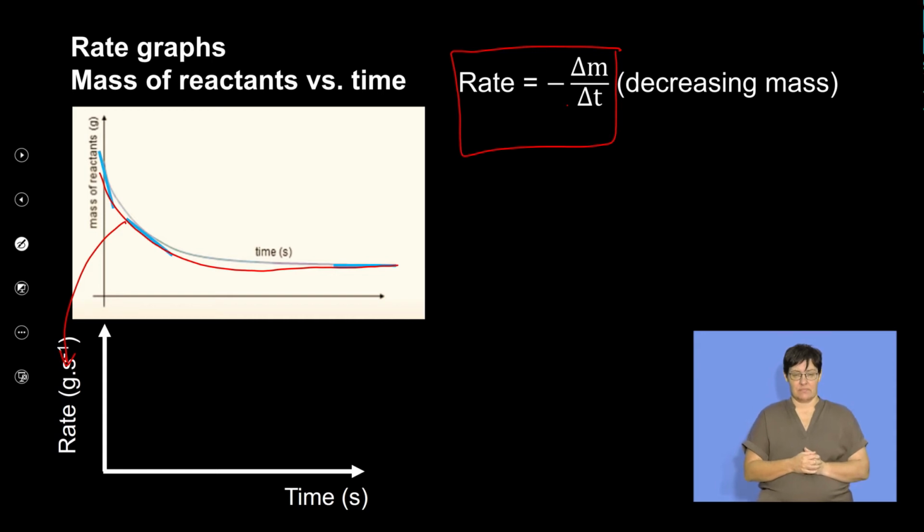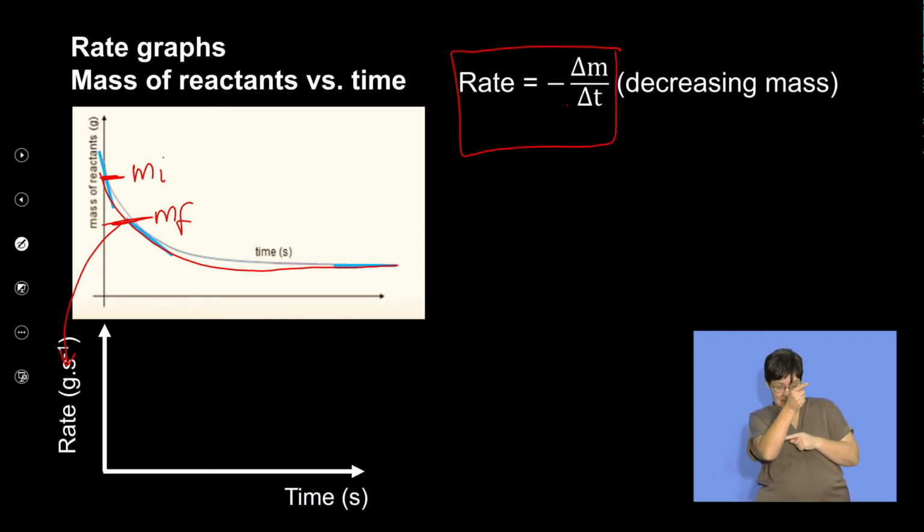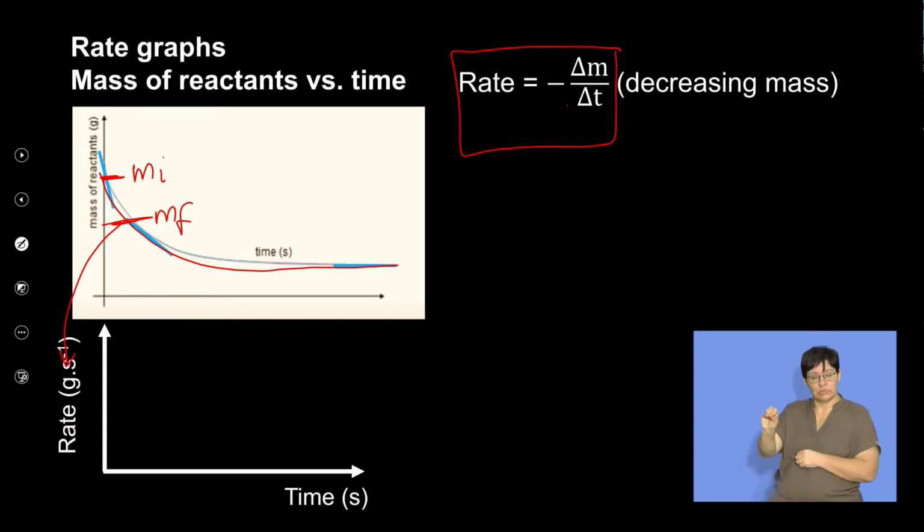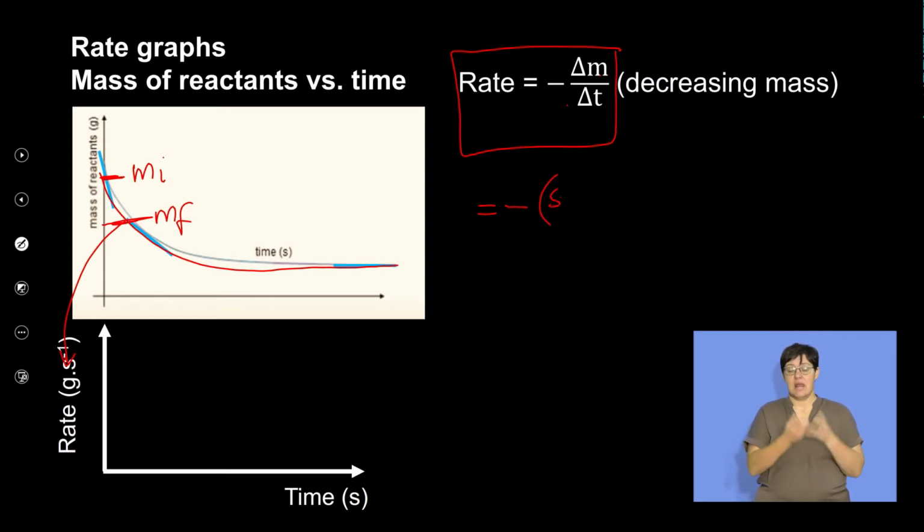So if you look at here, let's say we start there, we have an initial mass there. Let's say this is our final mass. So because our final mass is smaller than our initial mass, if we plug that into our formula, we will have the rate being equal to minus a small number for mass, minus a bigger number for mass, and that will be over our delta T.